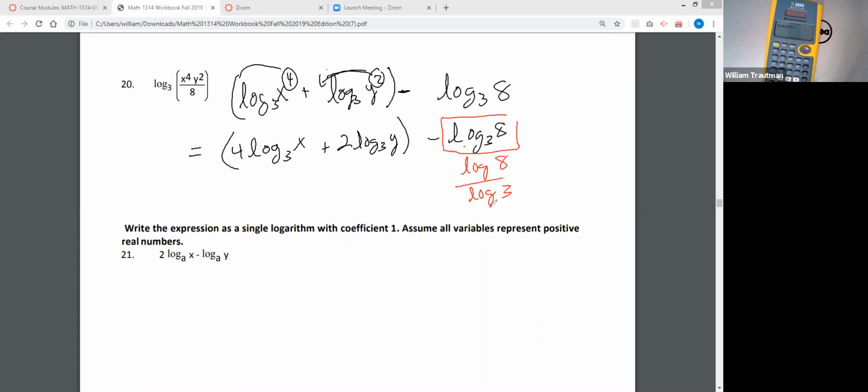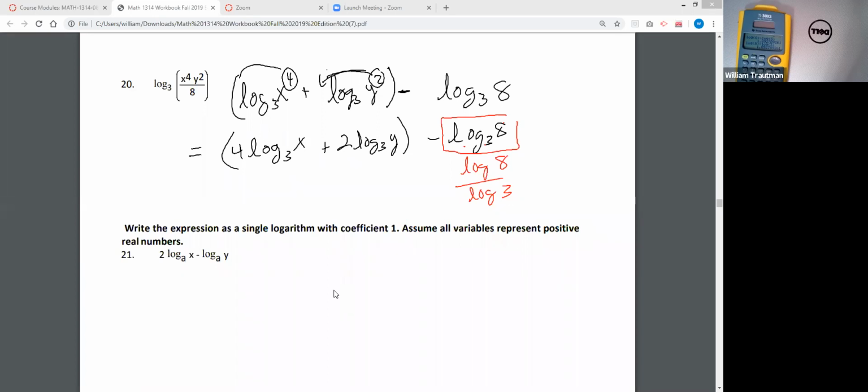Divided by the log of 3. Or you could put it in fraction form, either way. Are we doing log? Yeah, we are doing log of 3. Never mind. Well, no, this brings up a good point.